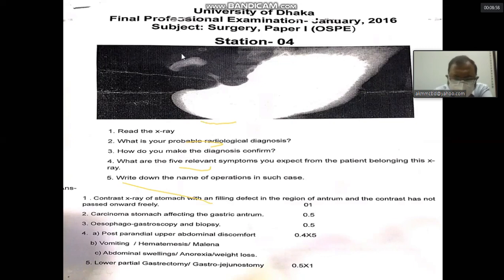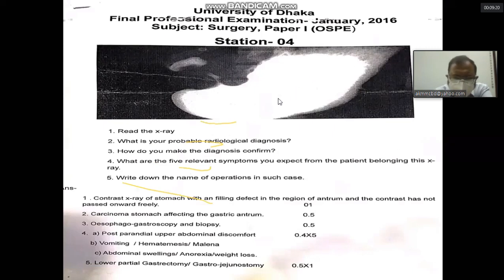So what is your probable radiological diagnosis? Not your clinical diagnosis, radiological diagnosis. It could be carcinoma stomach affecting the gastric antrum. Okay. So this is the contrast X-ray, mostly a barium meal X-ray.